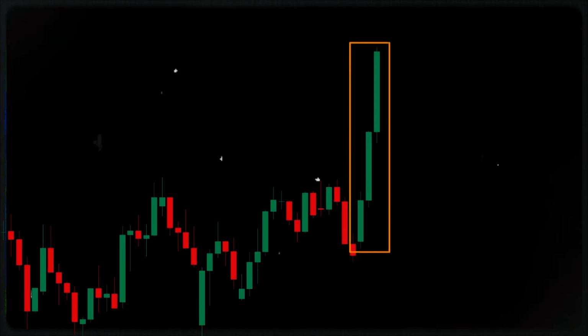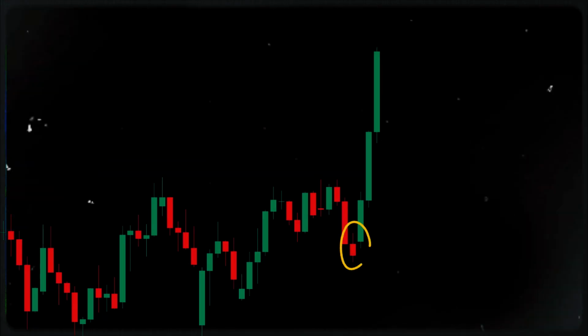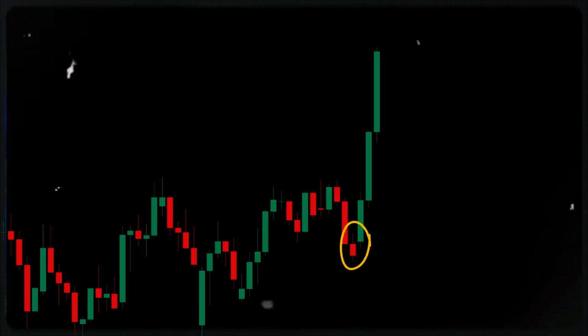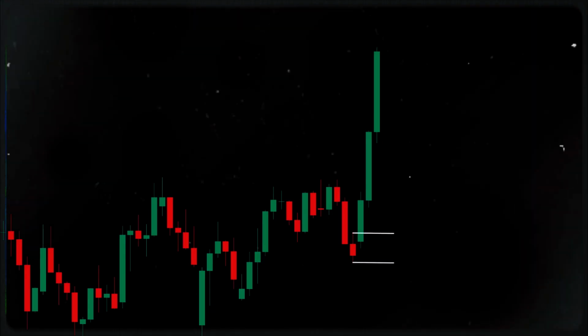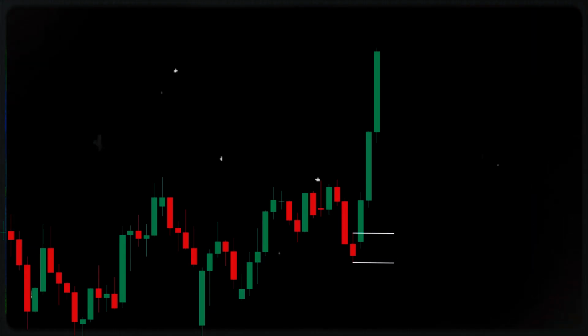Stop loss above the supply zone top, around 2,358. Take profit at the demand zone below, around 2,315. That is a risk to reward of approximately 1 to 3.5 on a ranging market trade. No trend needed.